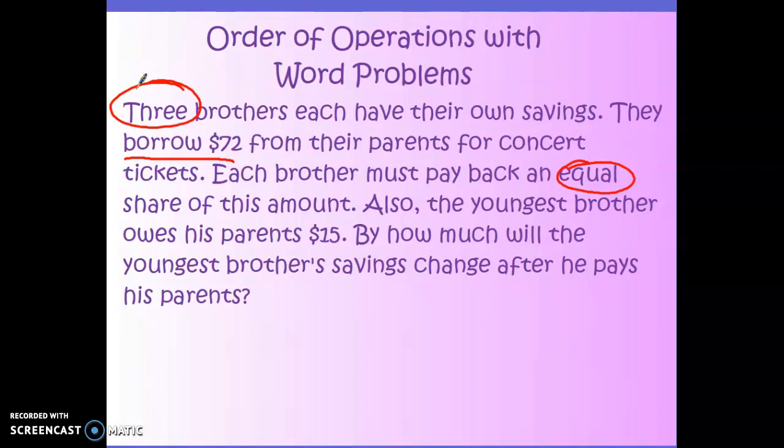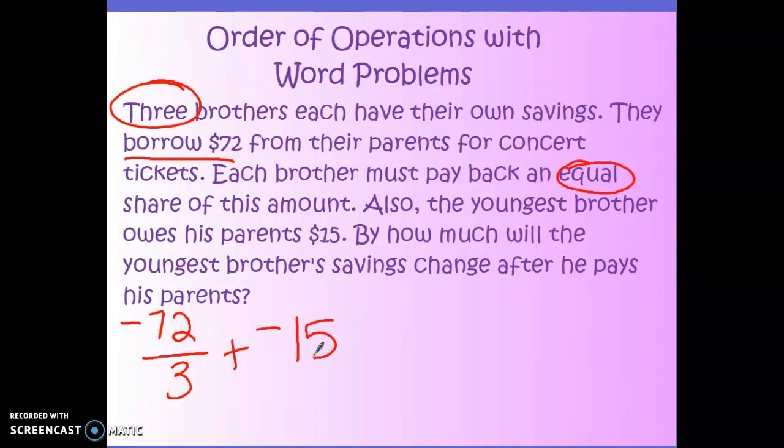Okay, so first of all, we know that there's 3 brothers. They borrowed $72 together, so they have to divide that up. So we're going to take the $72, which since they borrowed it, is going to be a negative, and we're going to divide that by the 3 brothers. Okay, and then we also know the youngest brother owes his parents $15, so I'm going to do plus negative 15. And then I'm going to work this out.